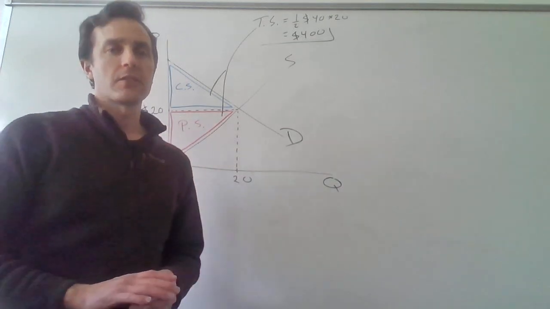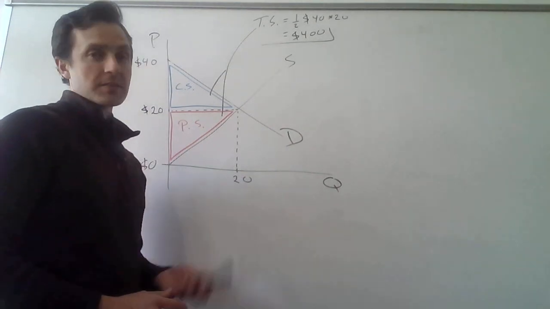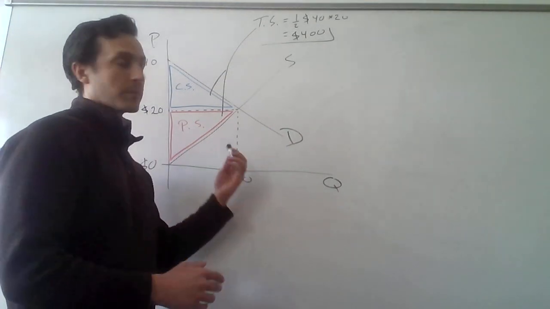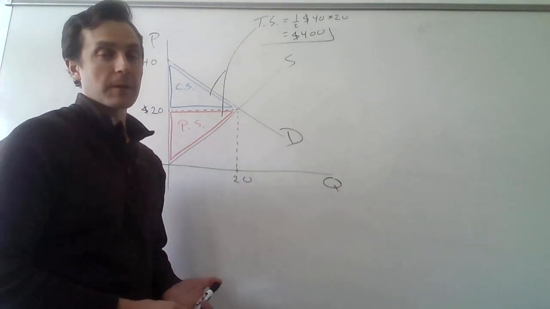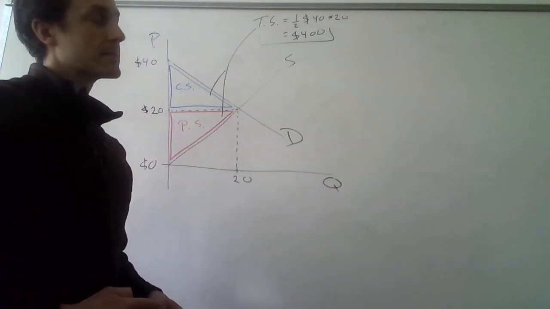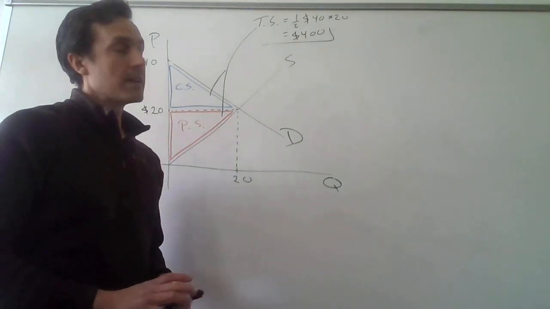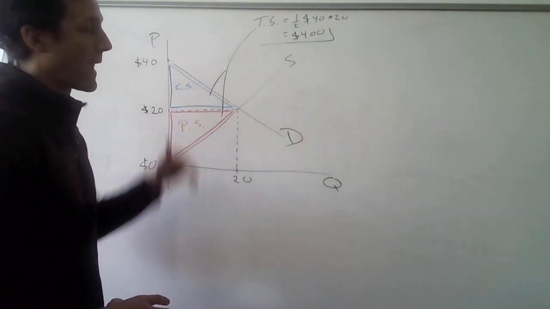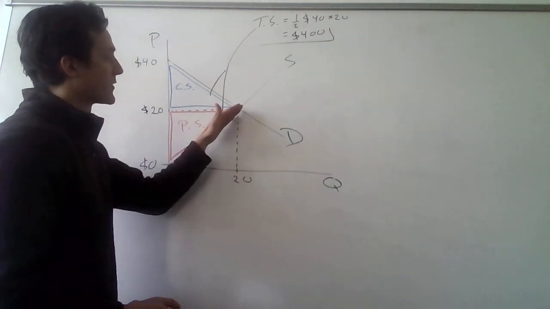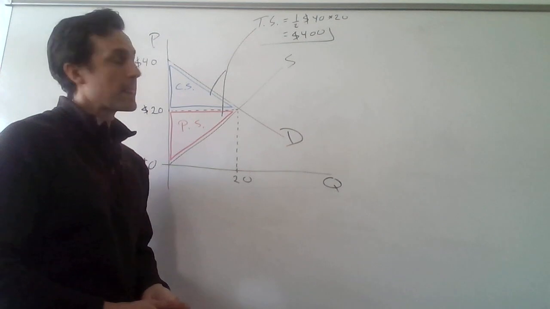Now let's calculate total surplus when the market depicted here is in competitive equilibrium, meaning basically where supply equals demand. Total surplus is the sum of consumer surplus and producer surplus. So it's everything below the demand curve and above the supply curve, up to the equilibrium quantity.